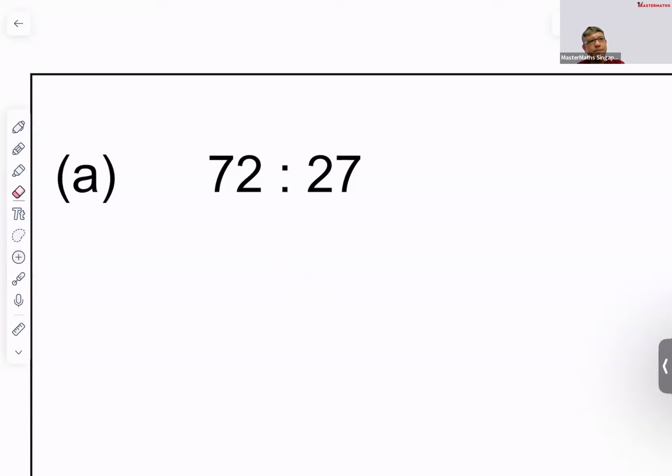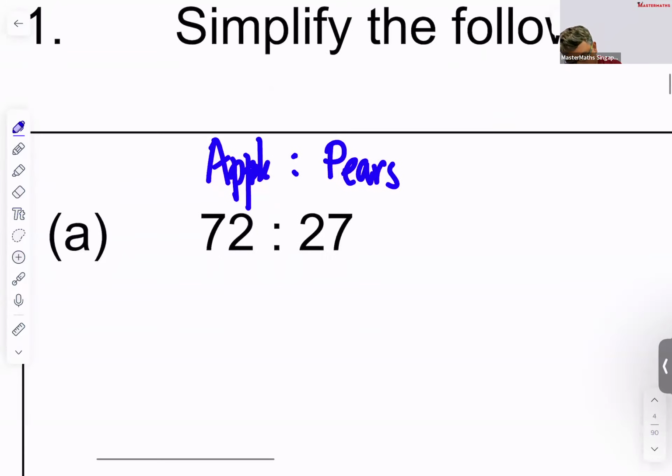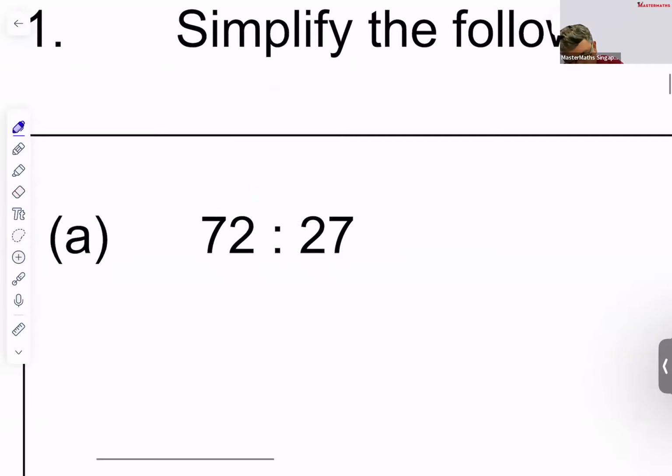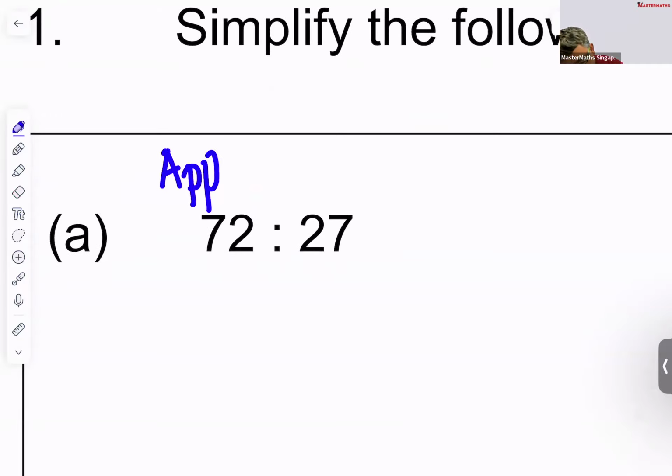So it's two numbers. It could be apples and pears. So there are 72 apples and 27 pears in a shop. If we write it down, we write it like this. Then we want to simplify the following ratios. So what do we do? We find a common what? Common factor.